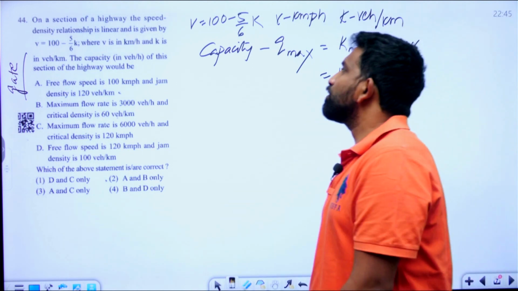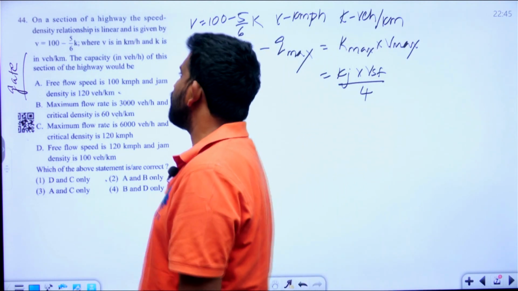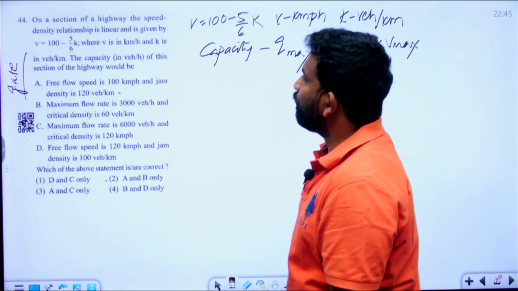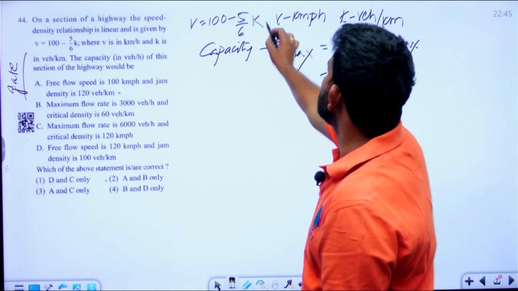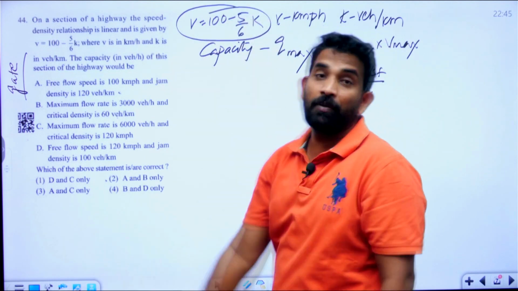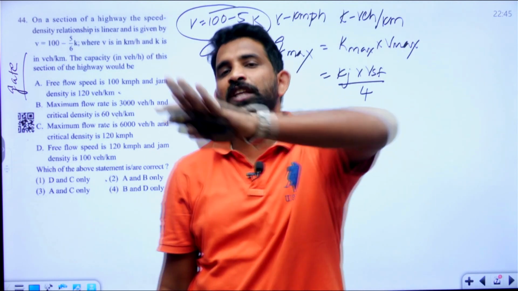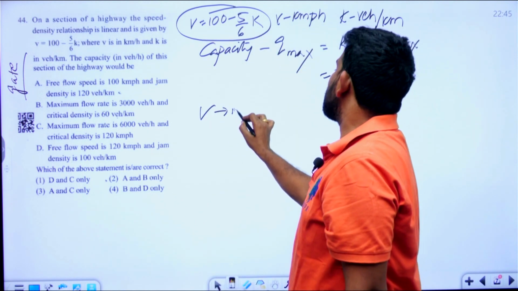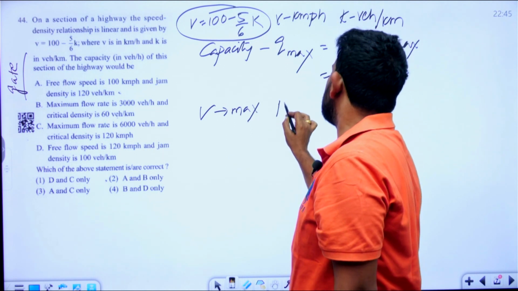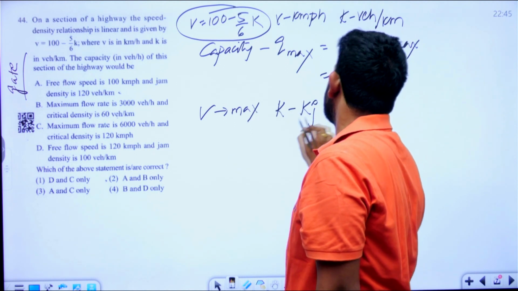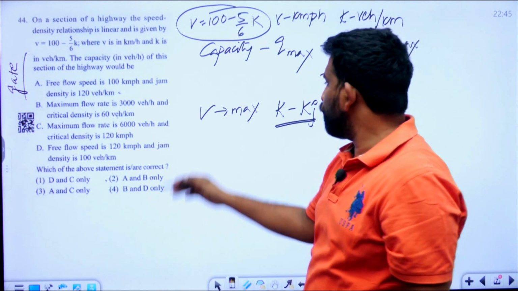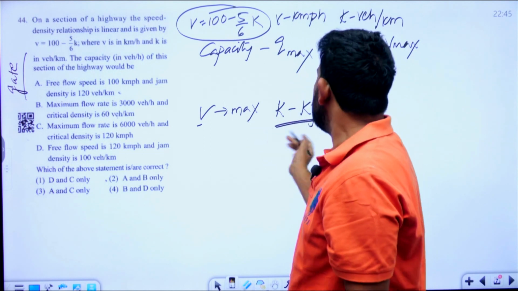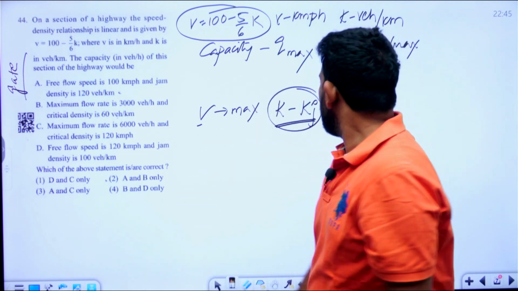The point is, on a section of highway the speed density relationship is linear and is given by V equals 100 minus 5/6 of K, where V is in kmph and K is in vehicles per kilometer. From this equation we are going to find out the maximum values of K as well as V. Very simple here: for the velocity to be at its maximum, remember this, K has to be at its minimum.